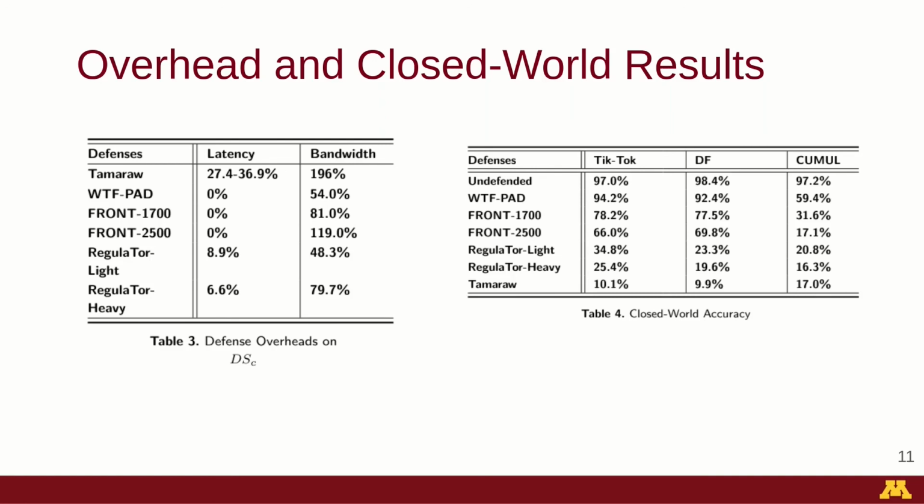And then Regulator Light has some latency at 8.9%, but fairly moderate bandwidth. It does very well against Tik-Tok and Deep Fingerprinting, getting Tik-Tok down to about 35% and Deep Fingerprinting down to 23%. And then Regulator Heavy further extends this lead, though it has somewhat higher bandwidth. It gets Tik-Tok down to 25% accuracy and Deep Fingerprinting down to about 20% accuracy.